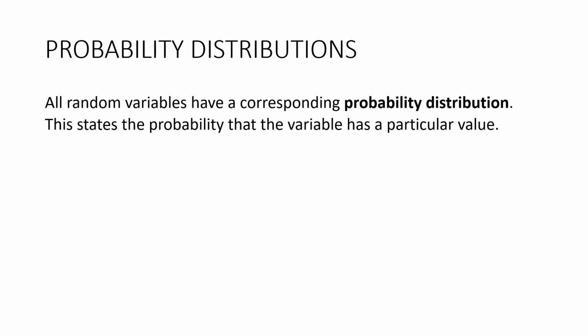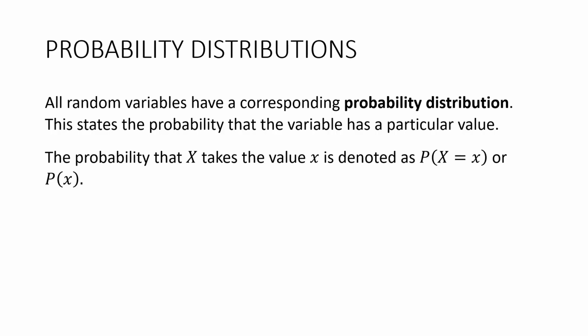All random variables have a corresponding probability distribution. This just states the probability that the variable has a particular value, and it is denoted either as the probability of capital X equals little x, or simply as P of x.